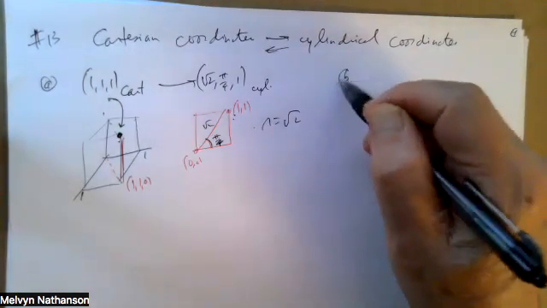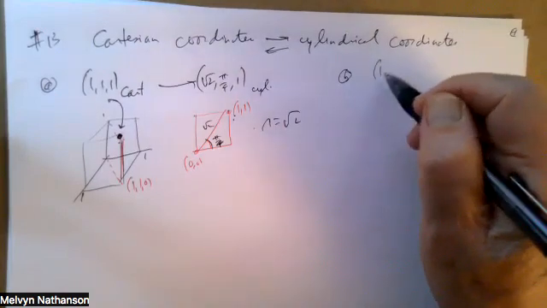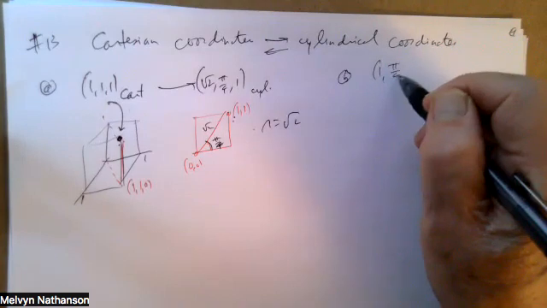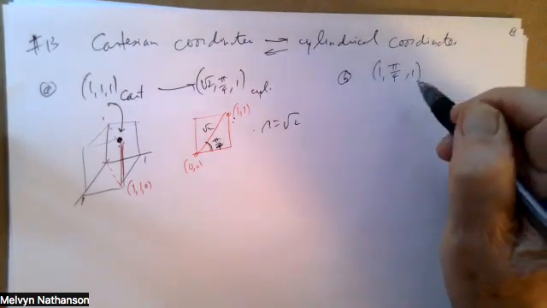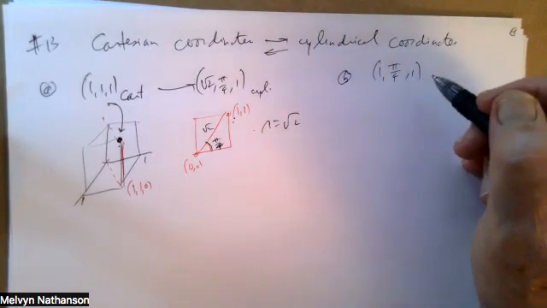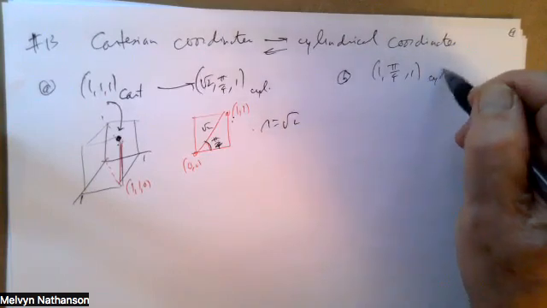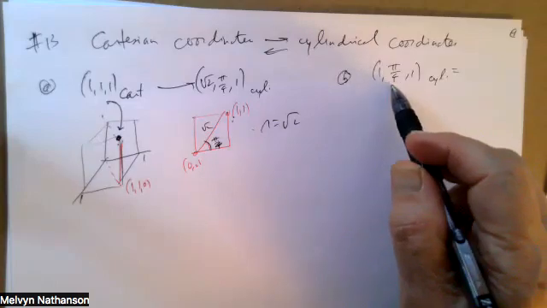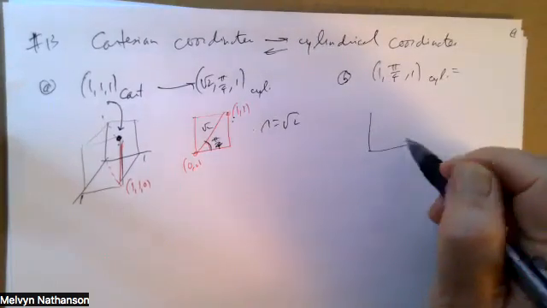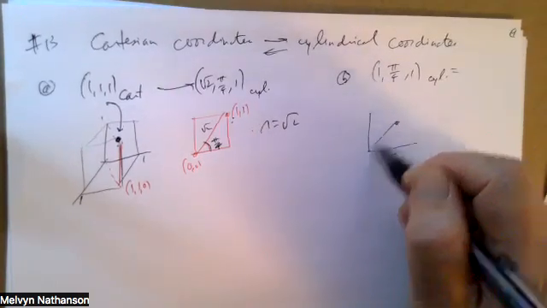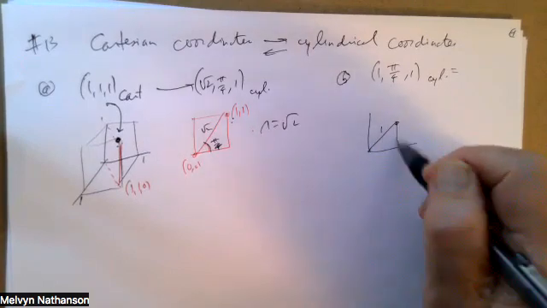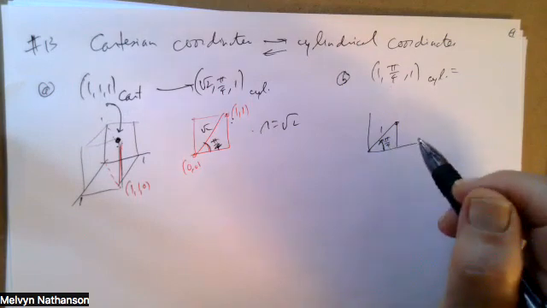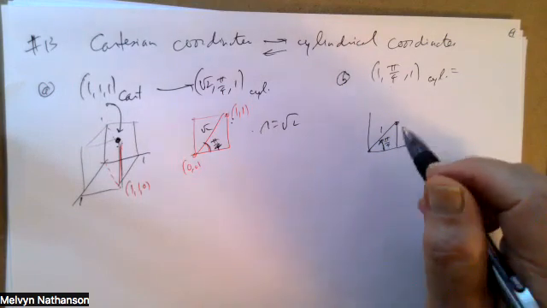And if I take the point 1, pi over 4, 1, if these are the cylindrical coordinates of a point, what are the rectangular coordinates? So if these are the cylindrical coordinates, that means in the xy plane, I have a point whose distance to the origin is 1, and who makes an angle of pi over 4 with the positive x-axis.